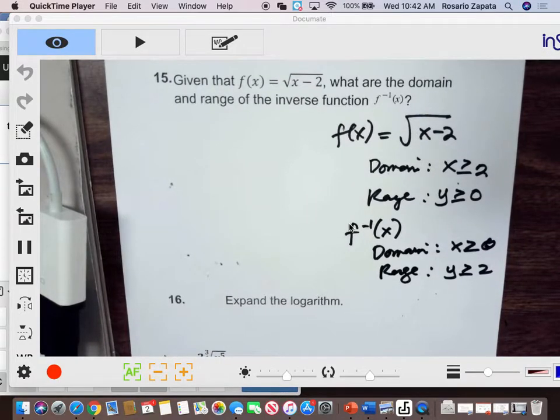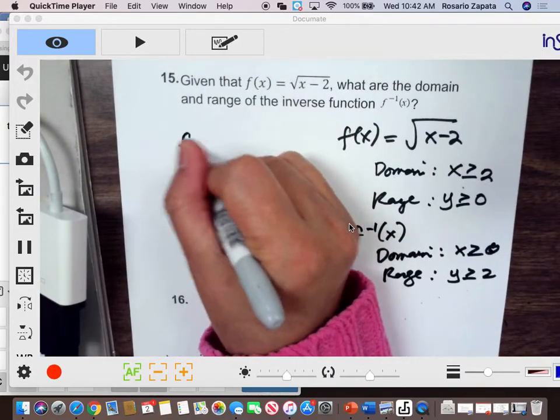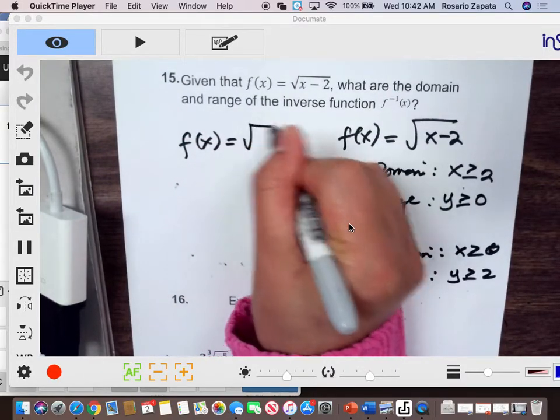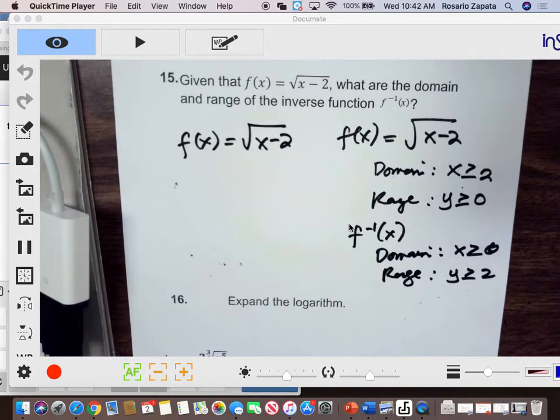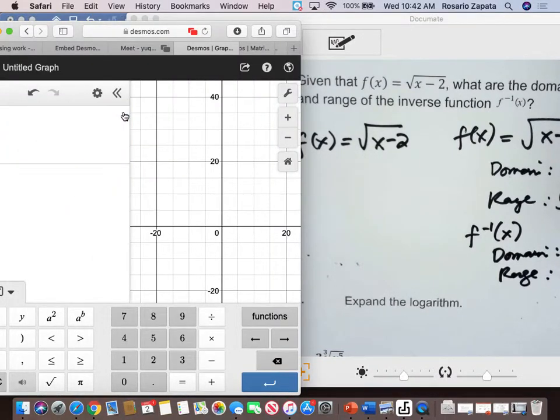To prove that, we will need to find the inverse of the square root of x minus 2. Now, you might be wondering what I did that for. It's better that I explain. You might be thinking, how did she get that? So, you have f of x equal to the square root of x minus 2.